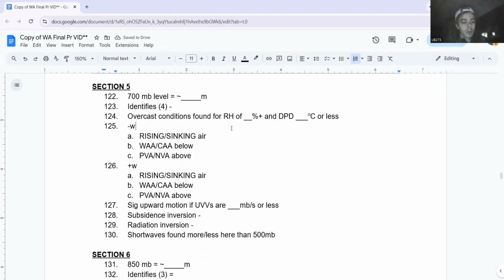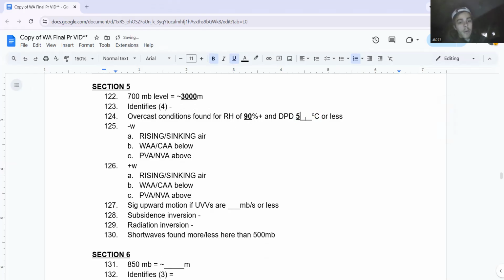Next, one level down, 700 millibar level. What meter is that at? About 3,000. What things can you see at this level? You can see your upward vertical velocities. Remember the omega, okay? You can see short waves also here, and you can see where there could be inversions, and you can do convective forecasting. Overcast conditions are found, this is just a general fact, at relative humidity 90% plus or dew point of 5 degrees Celsius or less.